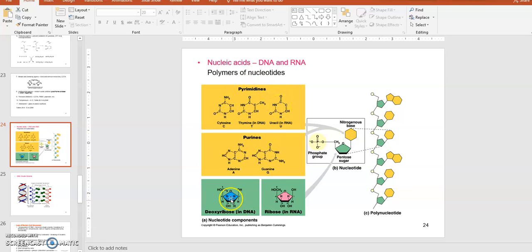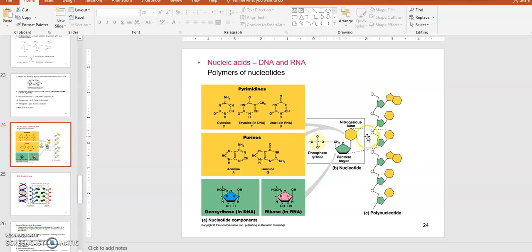And then there are 2 different sugar molecules, ribose sugar or deoxyribose sugar. And then there's a phosphate attached to it. So if you combine all 3, phosphate, sugar, and base, that's a nucleotide. That's a building block of DNA or RNA. Okay, if you put those building blocks together, that is a nucleic acid, either DNA or RNA.